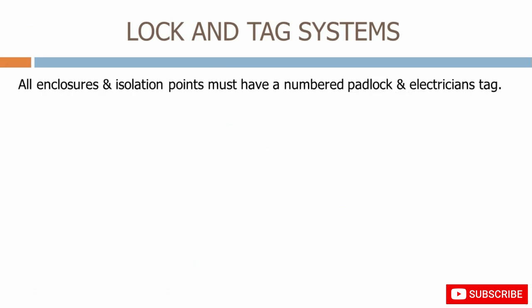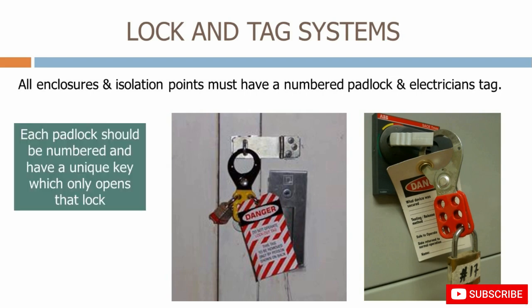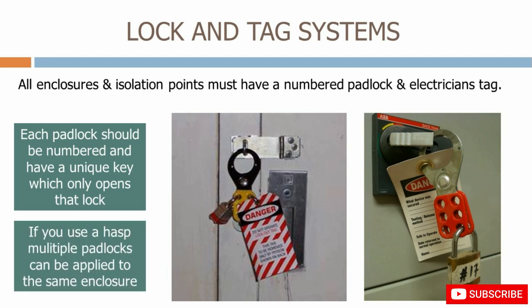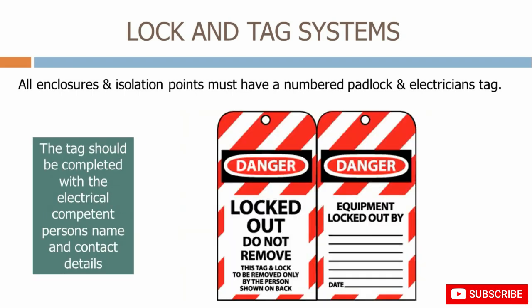All enclosures and isolation points must have a numbered padlock and electrician's tag. Each padlock should be numbered and have a unique key which only opens that lock. If you use a hasp, multiple padlocks can be applied to the same enclosure. All padlock keys should be kept in a lock key cabinet in the electrical competent person's office. The tag should be completed with the electrical competent person's name and contact details.